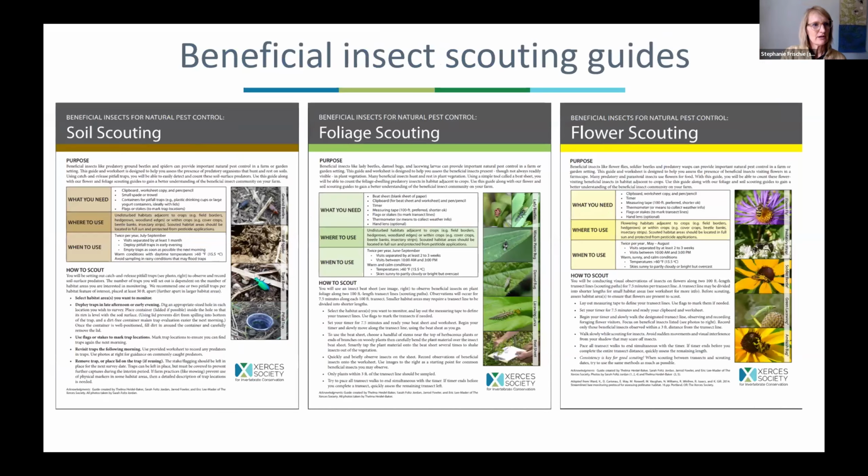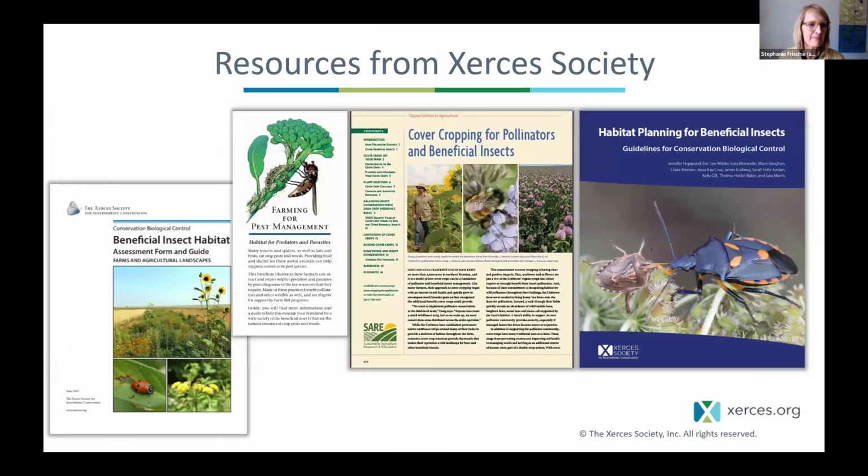I walked us through the soil scouting guide here, so that's a good guide to know about. And we also have similar ones for foliage scouting and flower scouting, and several other ones if you're interested more in beneficial insects, so you kind of know what there is to know and manage about pollinators, but want to understand a little more about the other bugs that are fun to see and attract and provide habitat for. These are several good references for that.